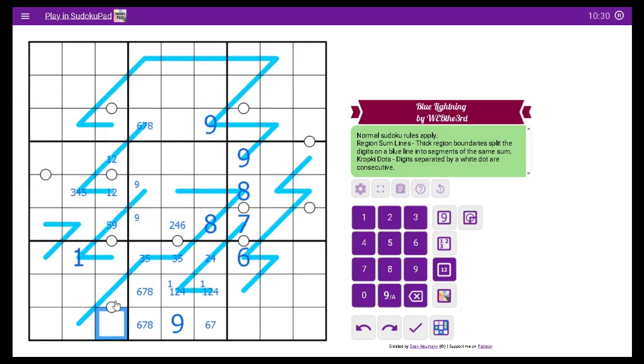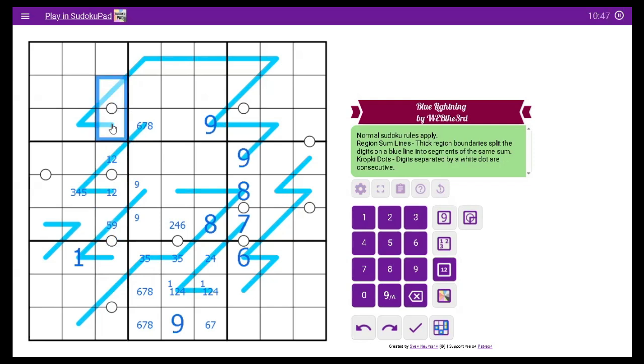Let's ask ourselves a similar question with the 9s. Because you can't put a 9 here, or here, or here, or here, or any of those. The 9's in one of two positions.